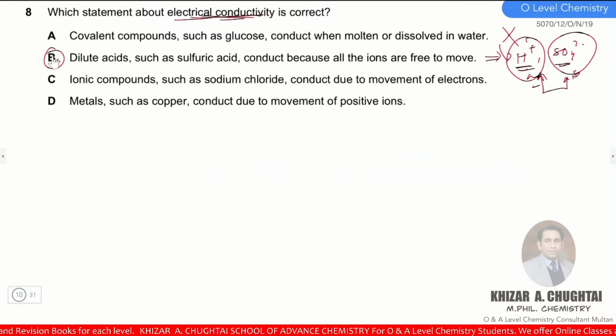However, we can see option C: ionic compounds such as sodium chloride conduct due to the movement of electrons. No, there is no sort of electron that can be delocalized in the case of sodium chloride. Metals such as copper conduct due to movement of positive ions. No, copper can conduct but because of electrons. So once again it is confirmed that B is the correct option.